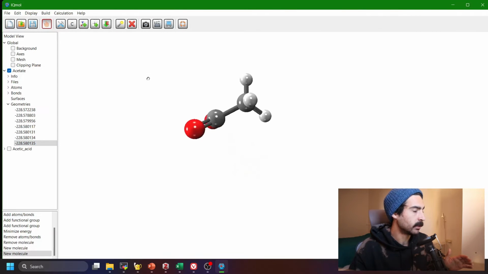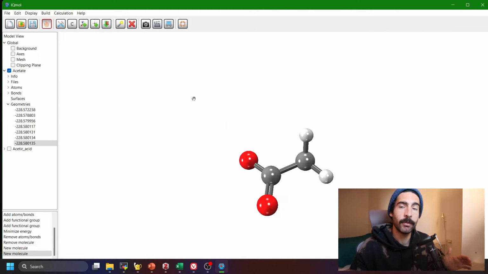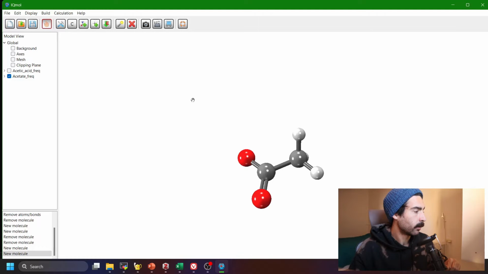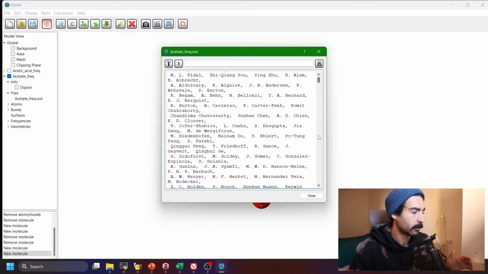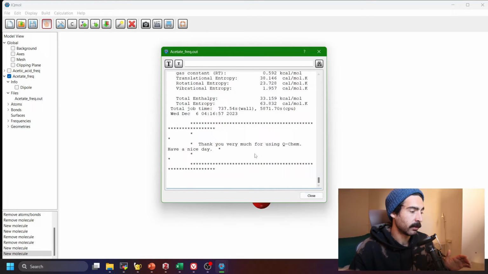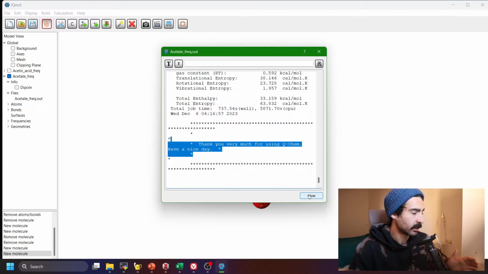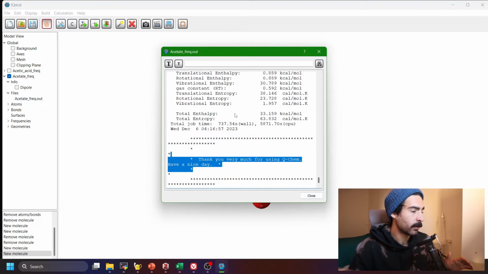So I'll come back once both of these calculations are finished, and then we can look at our output files and do the calculations to determine the pKa for acetic acid. Alright, so both of our frequency calculations are finished for acetate and acetic acid. We can check this by going into our output file, scrolling to the bottom, and seeing, "Thank you very much for using QChem, have a nice day." That means our calculation was performed successfully. And we have our enthalpy and entropy values here at the bottom of the output.